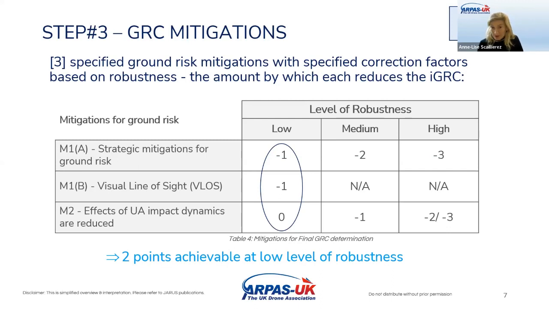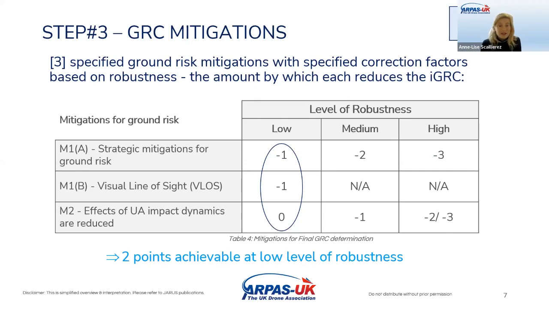GRC reduction points. You can see here that there are initially 3 risk mitigations, and that overall you can achieve 2 points in GRC reduction at low robustness, meaning mostly through self-declaration by the operator, as opposed to providing an additional level of both assurance and integrity.